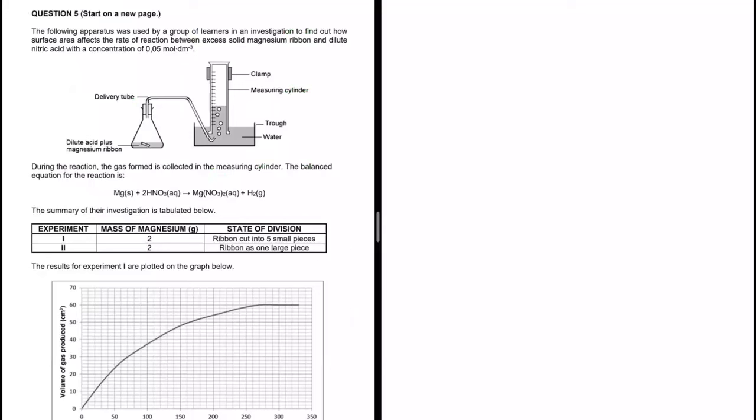The following apparatus was used by a group of learners in an investigation to find out how surface area affects the rate of reaction between excess solid magnesium ribbon and dilute nitric acid with a concentration of 0.05 mole per decimeter cube. During the reaction, the gas formed is collected in the measuring cylinder. The balanced equation for the reaction is given to us right here. The summary of the investigation is tabulated below.